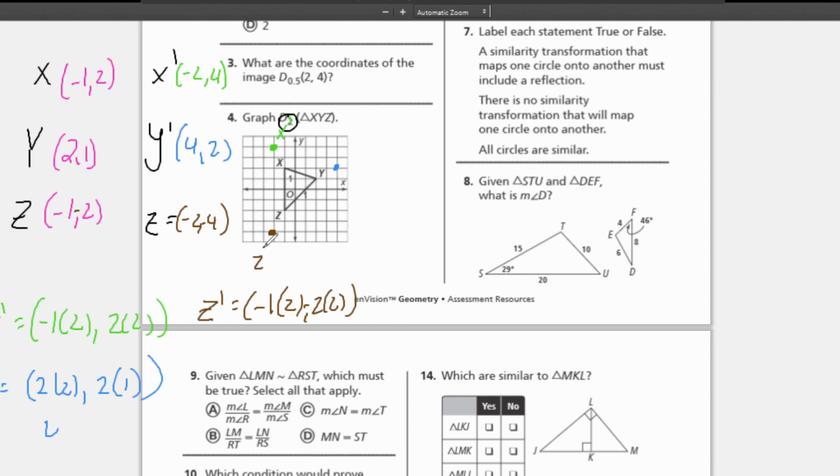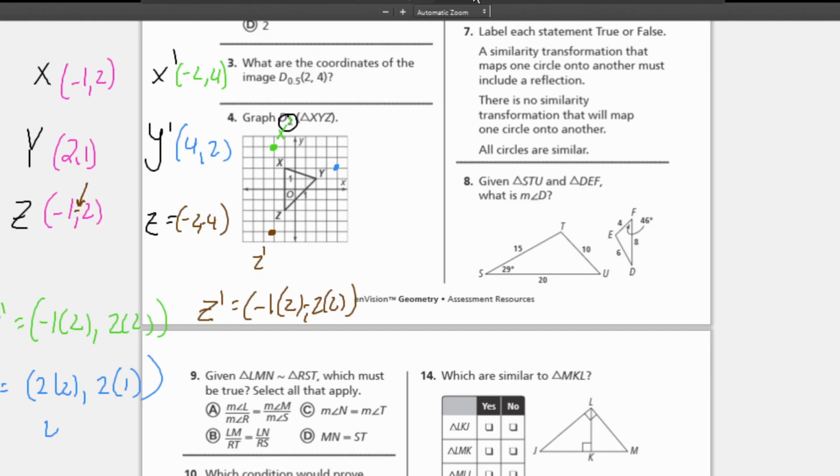Now, did I make a mistake here? Yeah, I omitted this when I copied my original coordinate. Now it's a very easy mistake to catch because it would make no sense for Z to be up here, because that definitely would change the scale factor between all of my points.